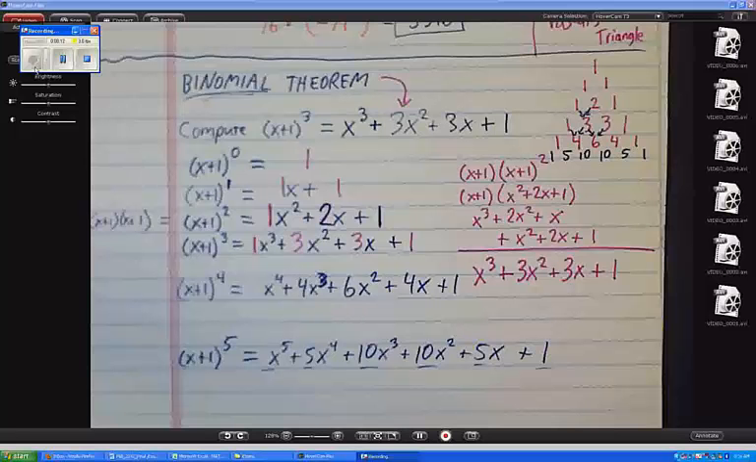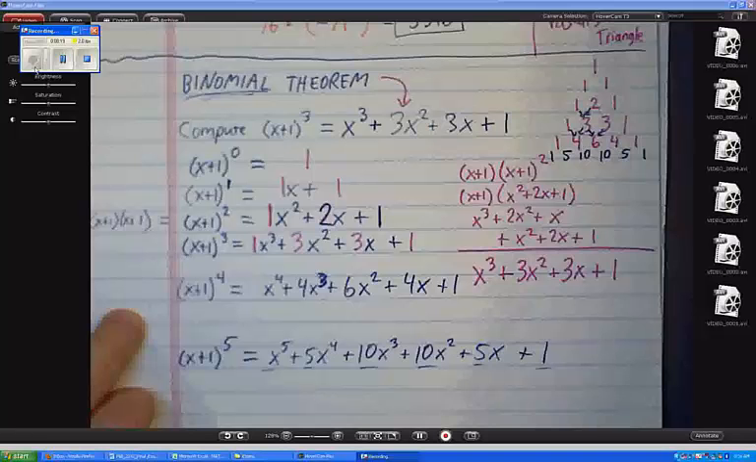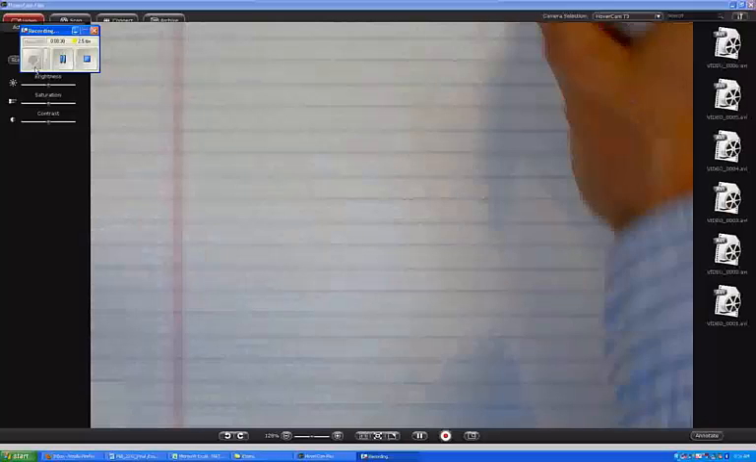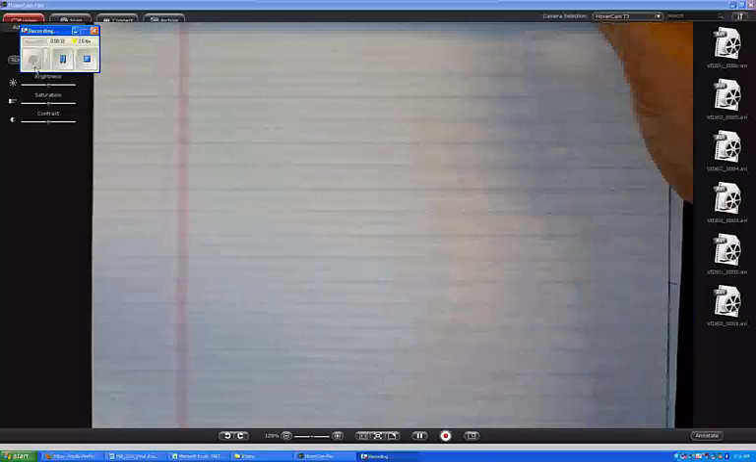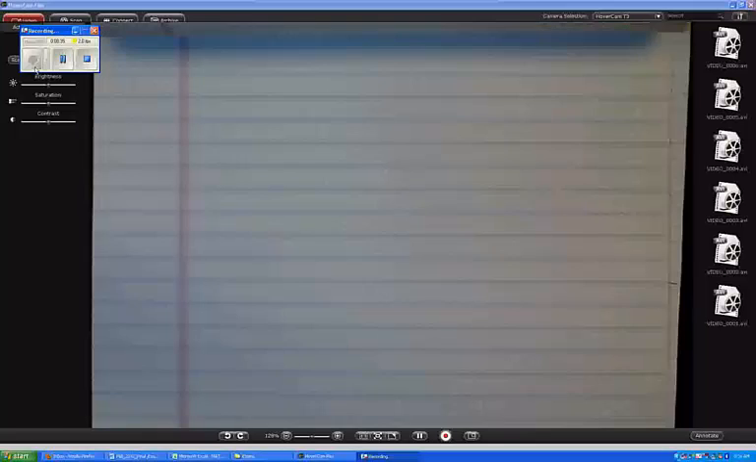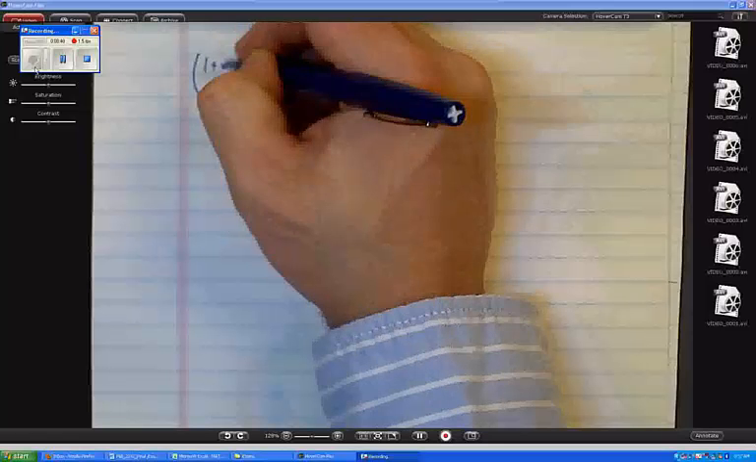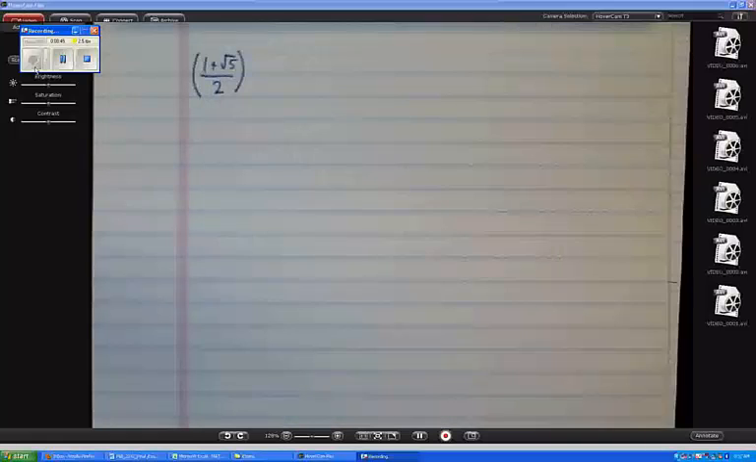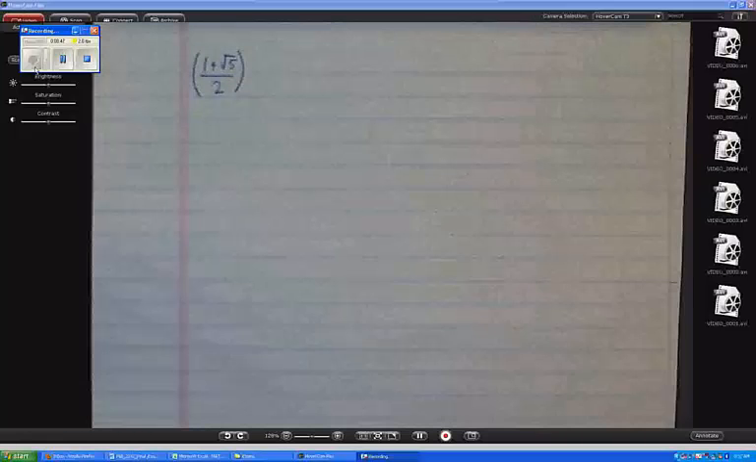Take the problem we had to do last time, I think it was 1 plus the square root of 5 over 2, right? And I wanted you to raise it to the 3rd power. I'm going to show you guys how I would do that using the binomial theorem. Okay? So 1 plus the square root of 5 over 2, to the 3rd power.